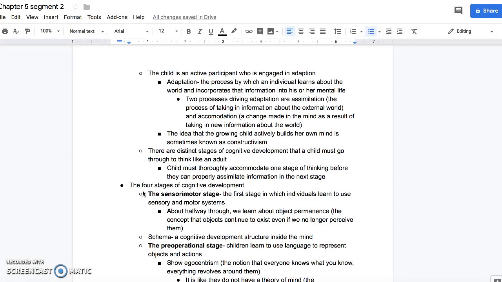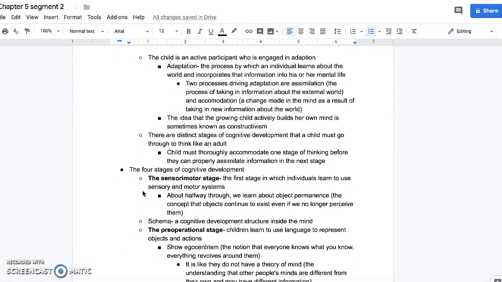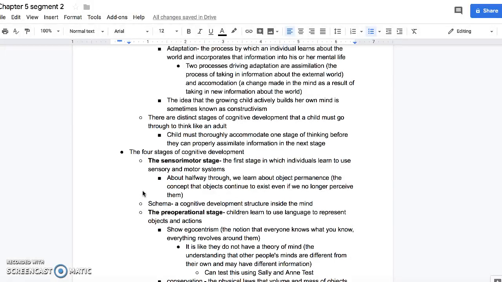And the second key idea in his theory is that there are distinct stages of cognitive development that a child must go through to think like an adult, and the child must thoroughly accommodate one stage of thinking before they can properly assimilate into the next stage.